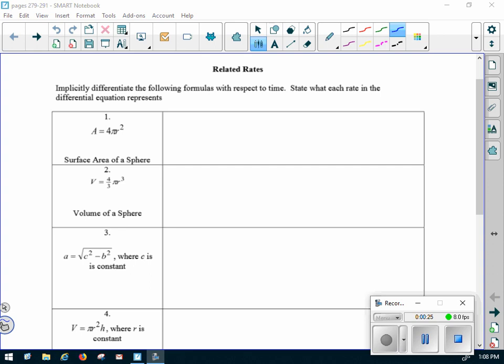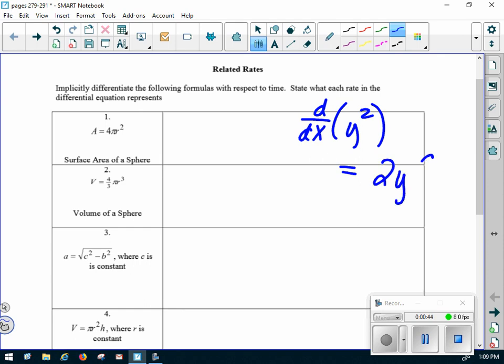If we want to differentiate that with respect to time, remember how we've talked about it if the variables don't match? Remember if you had to do the derivative with respect to x of y squared, what did you do for your answer? 2y dy/dx, right? It's the same idea because we are differentiating with respect to time. Obviously we don't have t's in here, so we're going to have to implicitly differentiate.